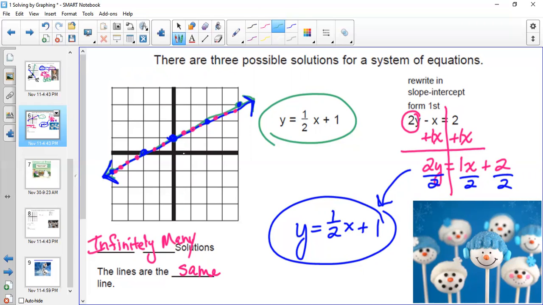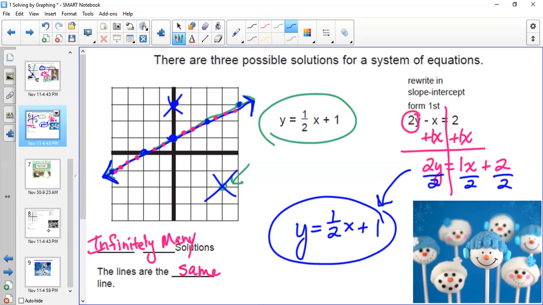So if I chose the point 3, -2, is that a solution to the system? No, it's not. Again, if I chose the point 0, 3, is that a solution to the system? No, it's not. It has to be on the line. The reason why it still is called infinitely many solutions is because this line is extended and it will go on forever. So there are an infinite amount of solutions, but it still has to be on the line.